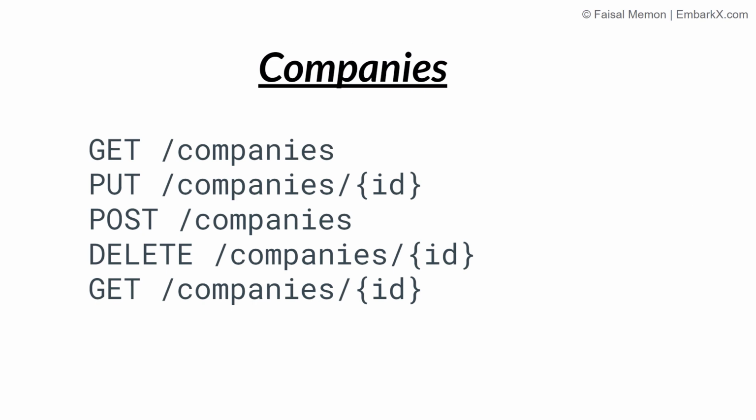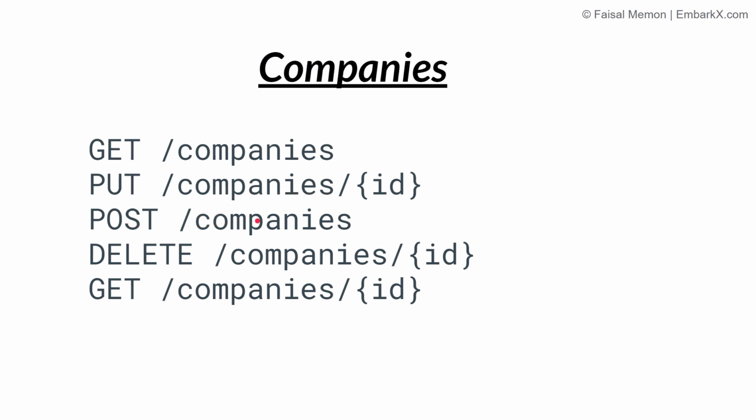So here are the endpoints that we are going to define for company. We have get companies, which will enable us to fetch the list of all the companies that exist in the database. Then we have put companies, where we can update a company with the help of an ID. So we have to specify the ID of the company which we want to update. And in the request body, we will be adding the updated version of the company. So that's the put request.